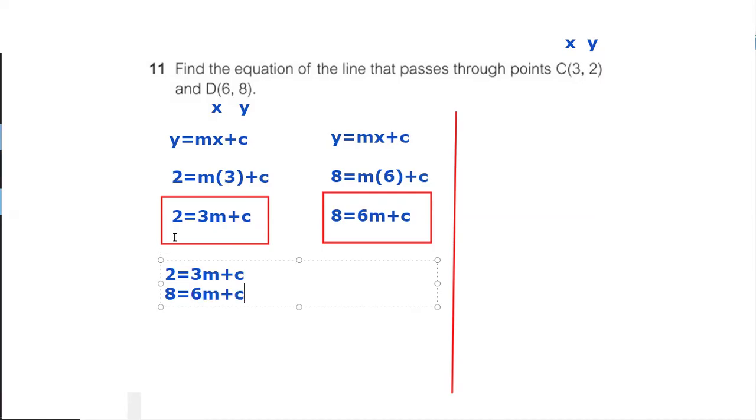Now, as we talked about with simultaneous equations before, for the elimination method you need to have the same coefficient and different signs.